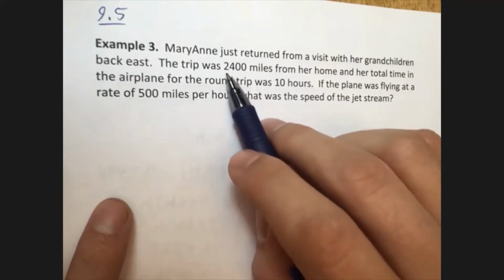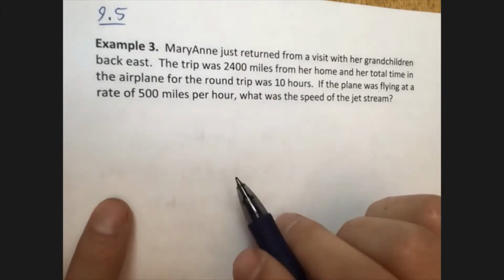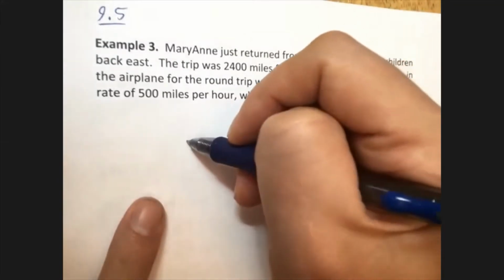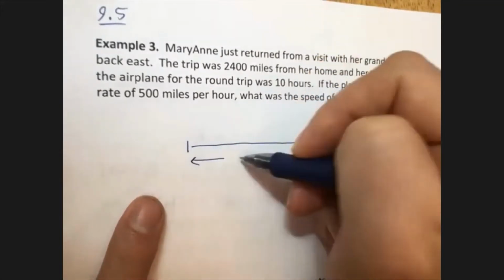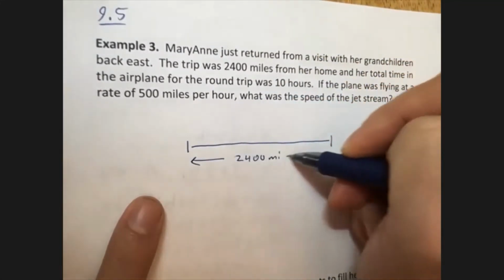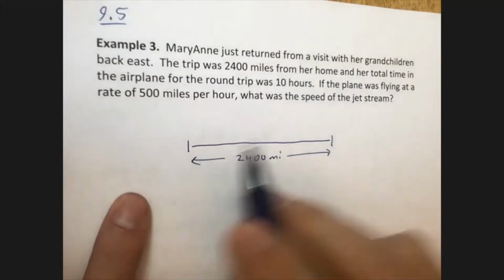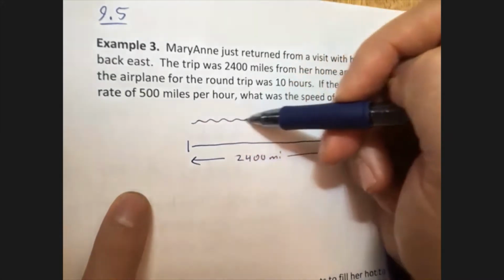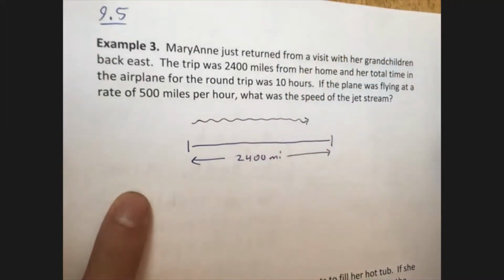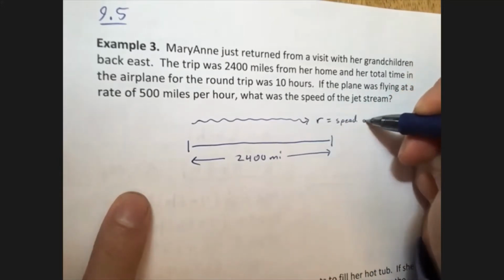So the trip is 2,400 miles, and we're doing a round trip here. So we're going from point A to point B, and that's 2,400 miles. And there's a jet stream that's blowing in one of the two directions. I don't know which way it's blowing, but it's blowing at some speed, and we don't know the speed of that jet stream. Okay, let's say R equals the speed of the jet stream.